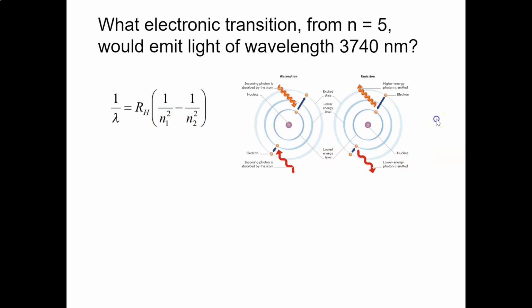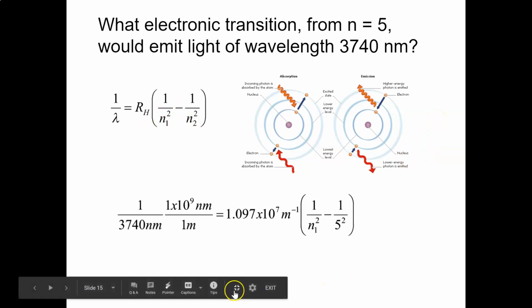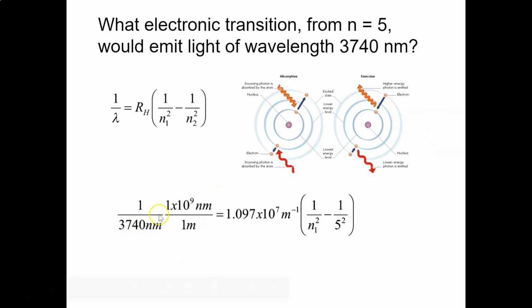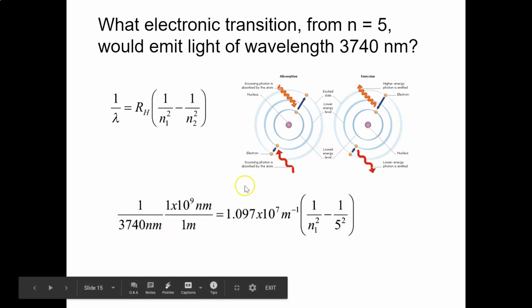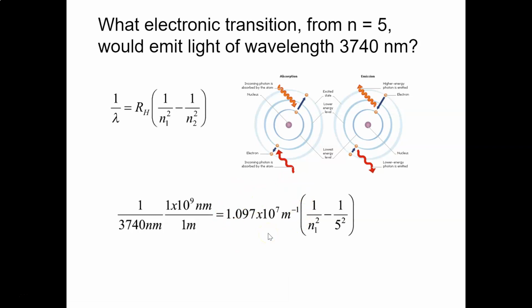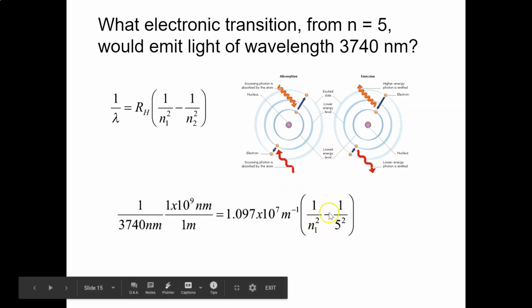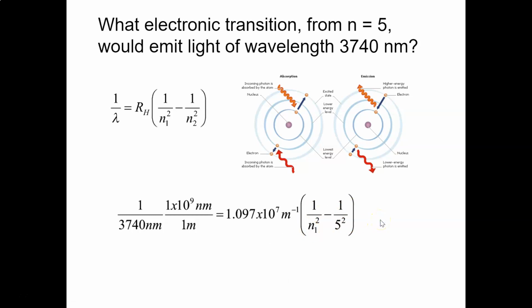So we're going to set up the equation. Now notice that this is nanometers. We need to use the Rydberg constant in meters. So that's got to be our setup. And N1 is our unknown. So when we do this math, we come up with a value of n equals 4. So the transition that gives you that wavelength is between 5 down to 4 as far as the rings go.